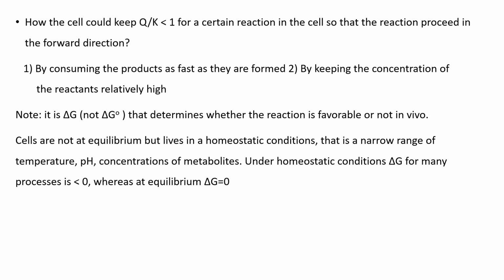Note that it is delta G, not delta G node, that determines whether the reaction is favorable or not in vivo. Cells are not at equilibrium, but live in homeostatic conditions, which is a narrow range of temperature, pH, and concentration of metabolites. Under homeostatic conditions, the delta G for many processes is less than 0, whereas at equilibrium the delta G equals 0. So we should not confuse the term homeostatic and the term equilibrium. These terms are completely different.